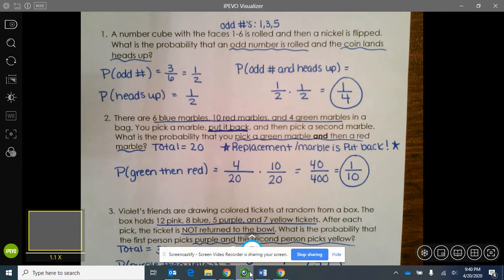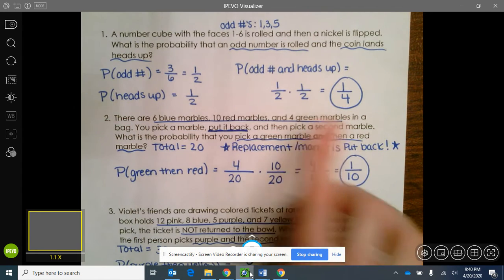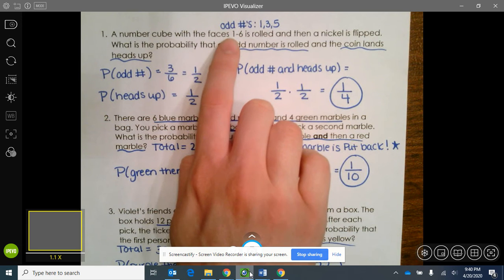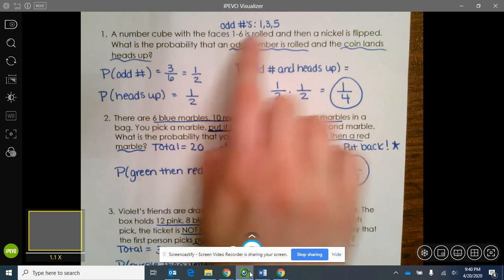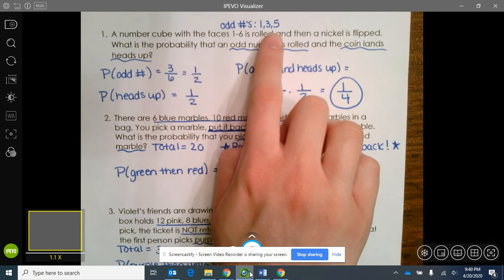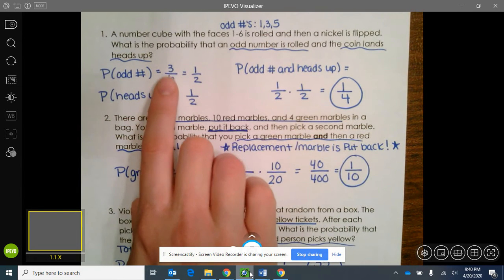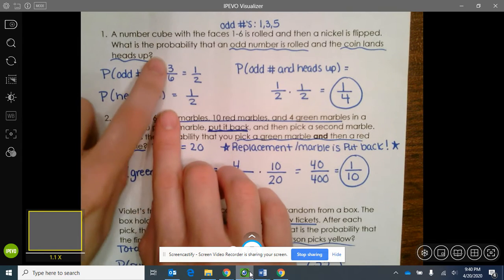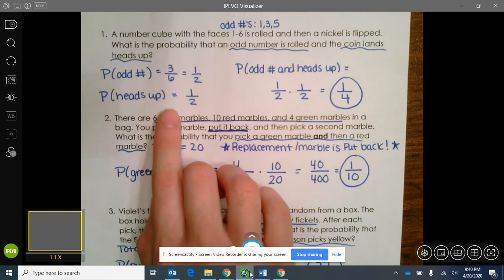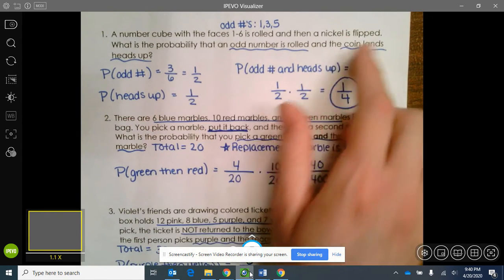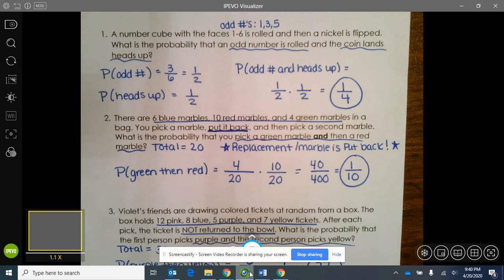So first of all, I'd start by finding the probability that the number cube is going to land on an odd number and the probability that the coin is going to land heads up. So if your number cube has the numbers 1 through 6 on it, your odd numbers are going to be 1, 3, and 5. So there's a total of 3 odd numbers on the number cube. So the probability of rolling an odd number would be 3 out of 6. So that probability is 1/2. For a coin, any coin, the probability that the coin lands heads up would be 1/2.